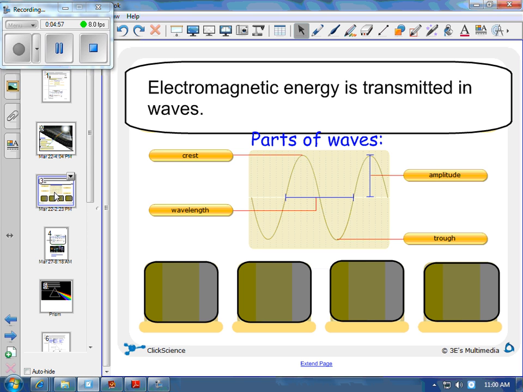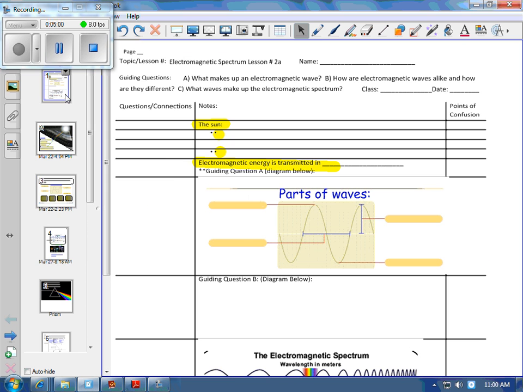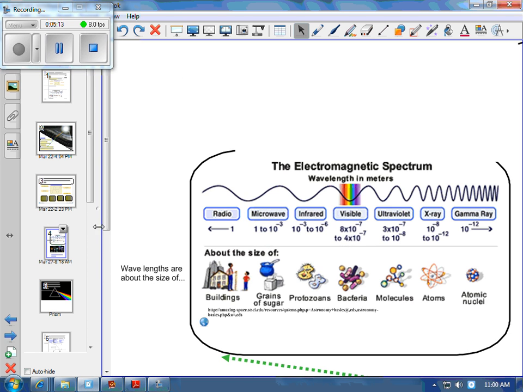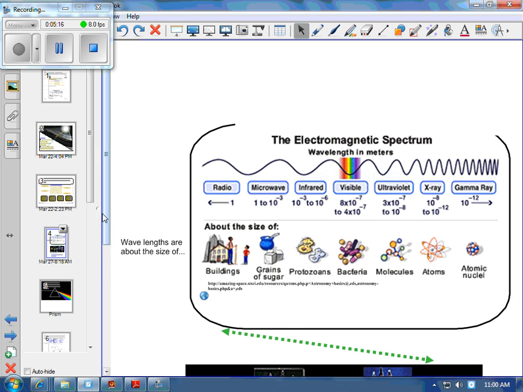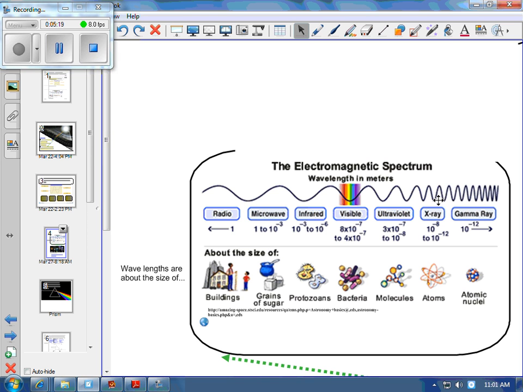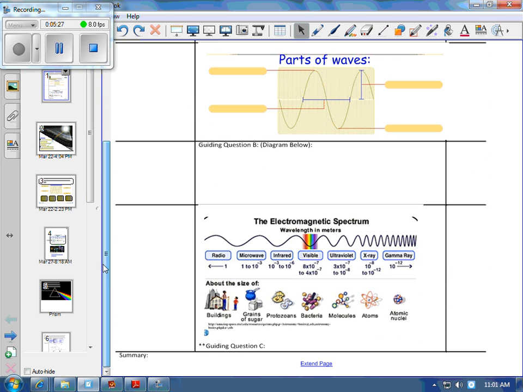Okay, moving on. The next part of your notes addresses the guiding question B, which is how are electromagnetic waves alike and how are they different? So over here on this page, I have the electromagnetic spectrum. And you have this on your notes as well, toward the bottom. Let me scroll down. Here we go. So you have this as well, but I'm going to have you write in some details on this. So let me go back.